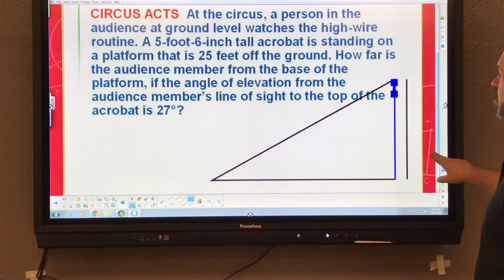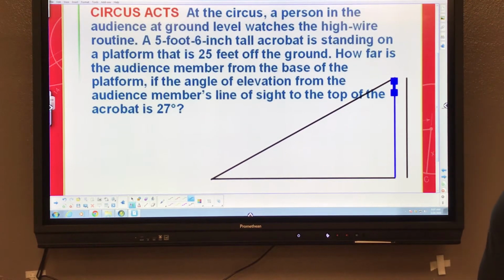It says, in the circus, a person in the audience at ground level watches the high wire routine. A 5'6" tall acrobat is standing on a platform that is 25 feet off the ground. How far is the audience member from the base of the platform if the angle of elevation from the audience member's line of sight to the top of the acrobat is 27 degrees?